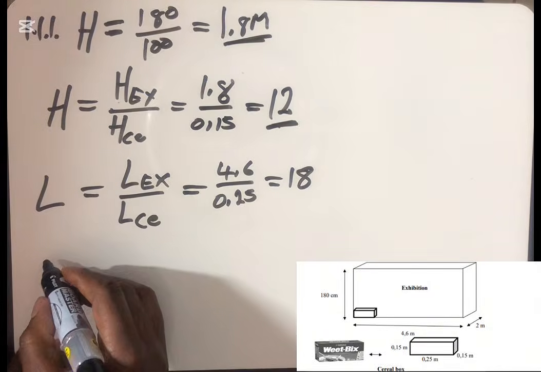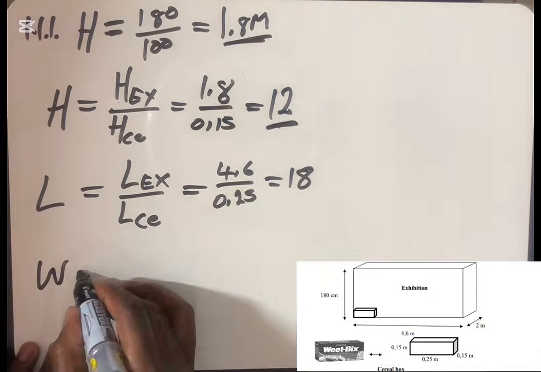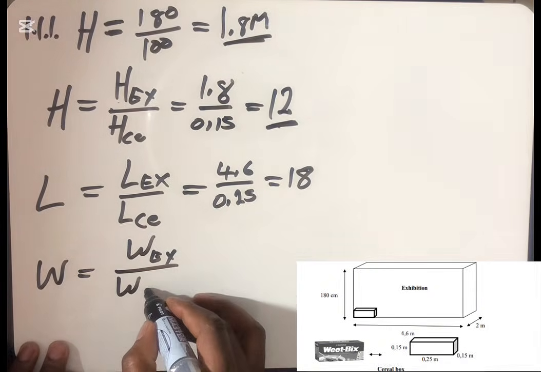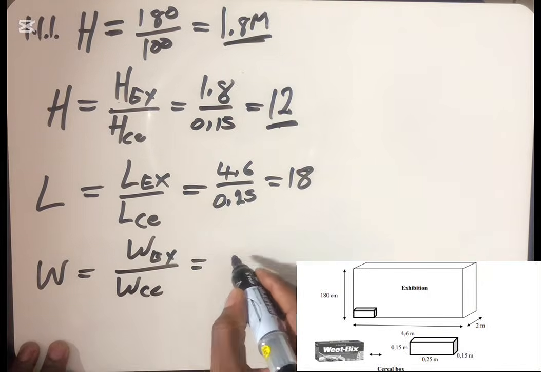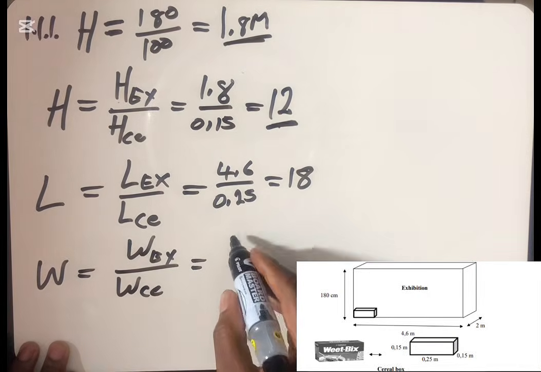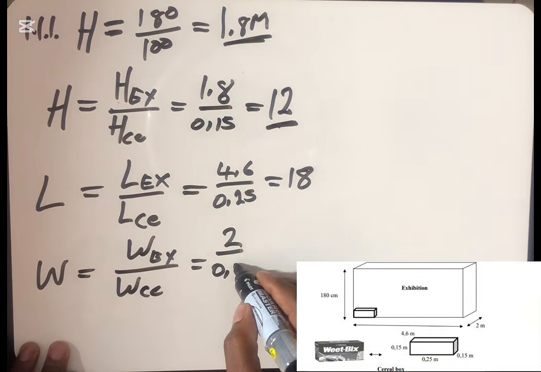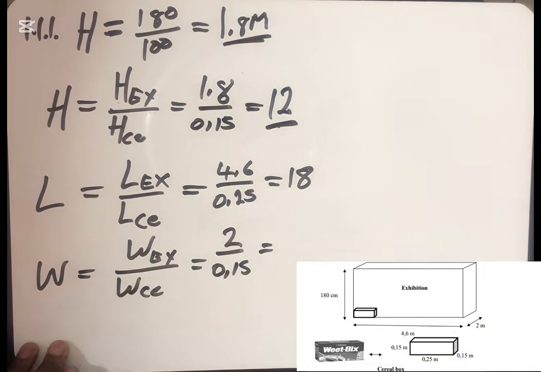We have 18 in respect of width. Width of exhibition divided by width of cereal will give us 2 divided by 0.15 again. We use a calculator, 2 divided by 0.15. The answer here is 13.